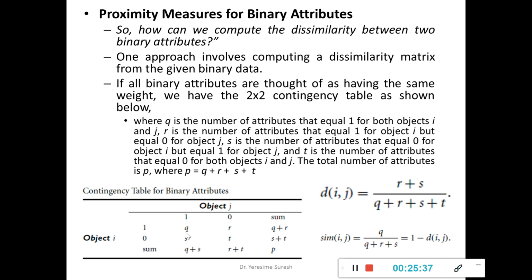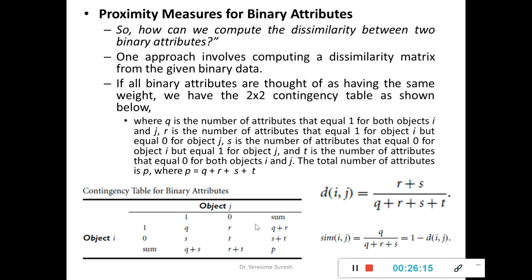So I use the terms Q, R, S and T, where Q with respect to association analysis denotes F11, R denotes F10, S denotes F01 and T denotes F00. In general, Q plus R is the support count for data object i when it is 1, S plus T is the support count for data object i when it is 0. Similarly, Q plus S is the support count for object j when it is 1, and R plus T is the support count for object j when it is 0.